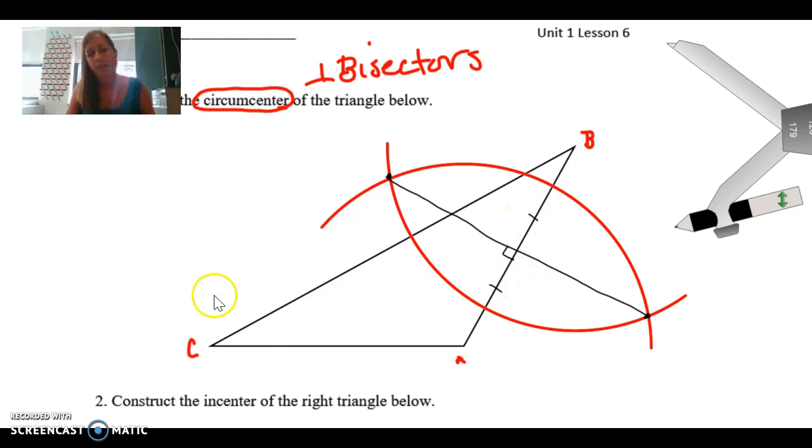Alright, so you are going to do that 2 more times. You're going to do that again for segment AC and again for segment CB. And then the 3 lines that you draw should meet at one single point called a point of concurrency, and that point of concurrency will be the circumcenter. So you're going to finish that. You can pause the video now if you'd like.